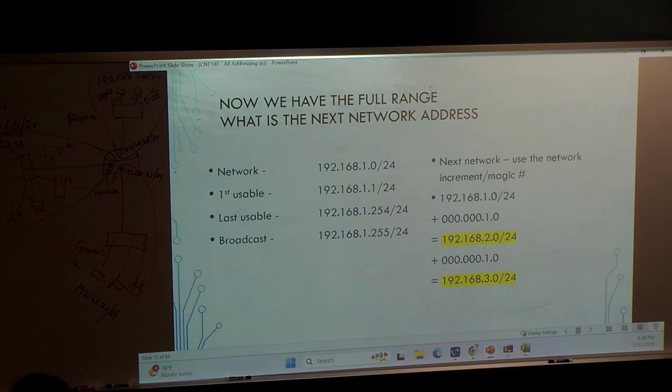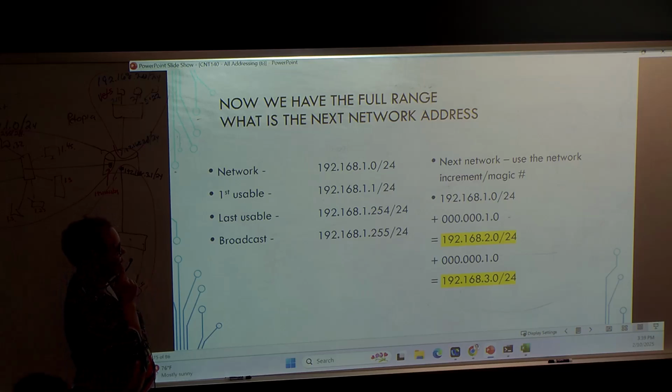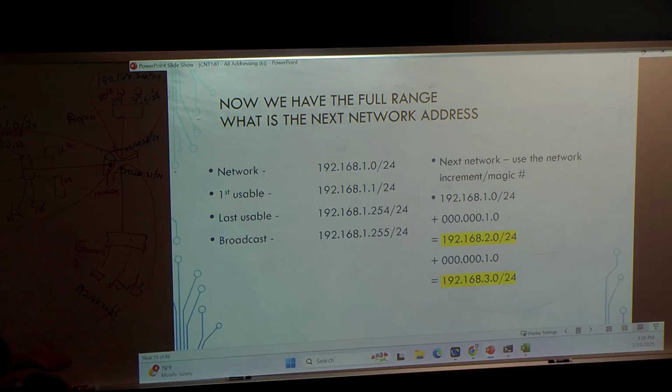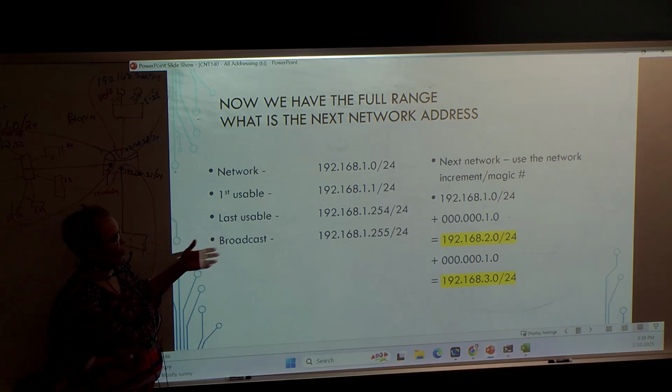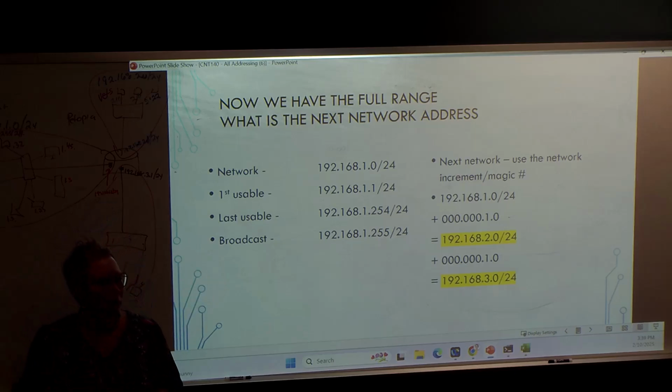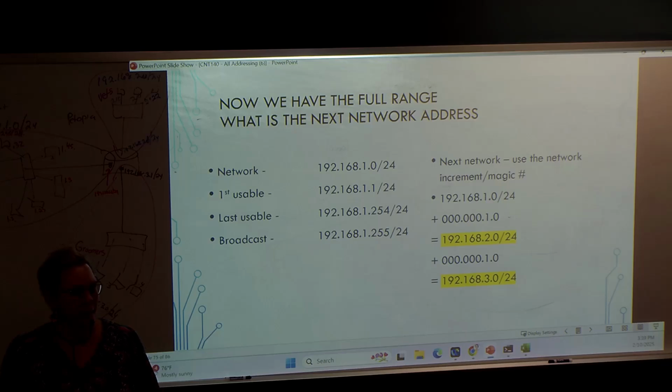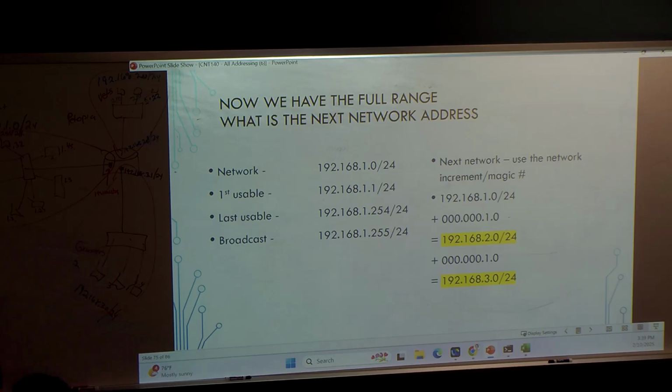Could I keep going? Yes, I could keep going. Now, I want you to think back. Last week, we talked about how to figure out the total number of networks. Do you remember how we did that? So we know how to find the number of addresses. If I have a /24, how many networks could I have? How do I do the math? We did that last week. How many network bits are in the last octet?